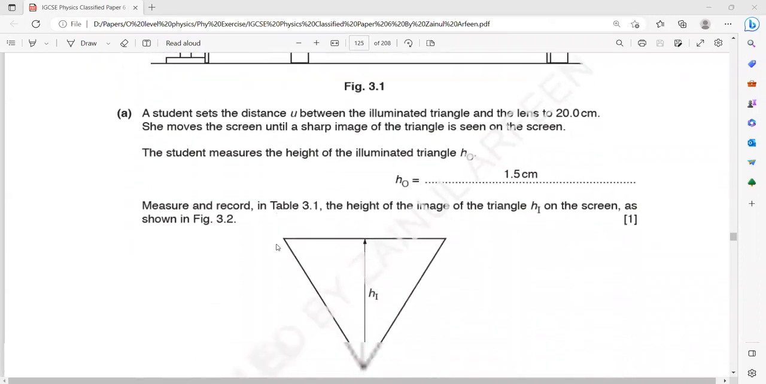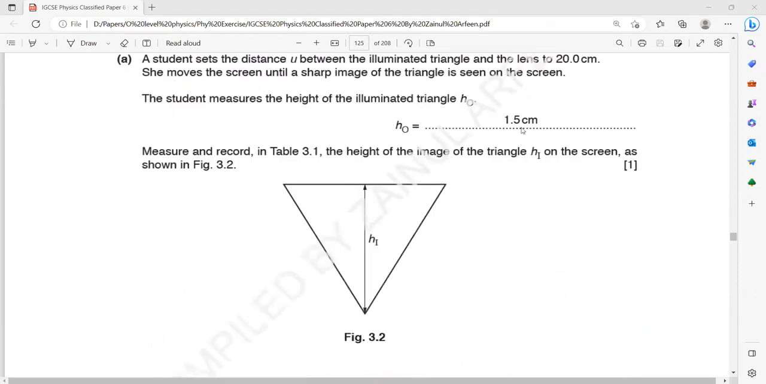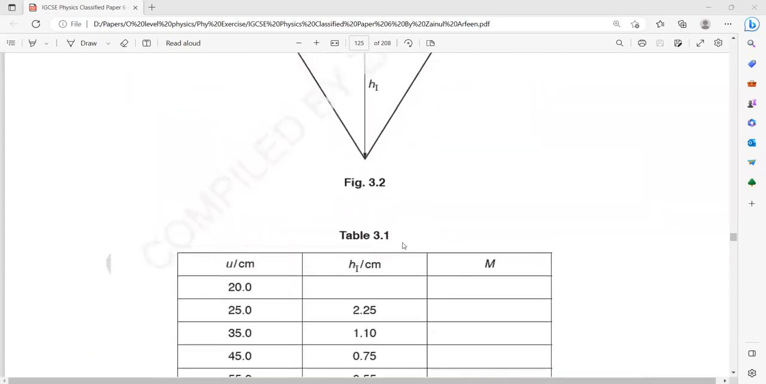Then the student sets the measurement U between the illuminated object, the illuminated triangle, as I mentioned, and real images are always inverted. So if the object was like this, the image will be upside down, inverted. But as the image distance from the lens is more, the image will be larger than the object. The student measured the height of the illuminated object, which was 1.5, and records in table 3.1 the height of the image H1 on the screen.